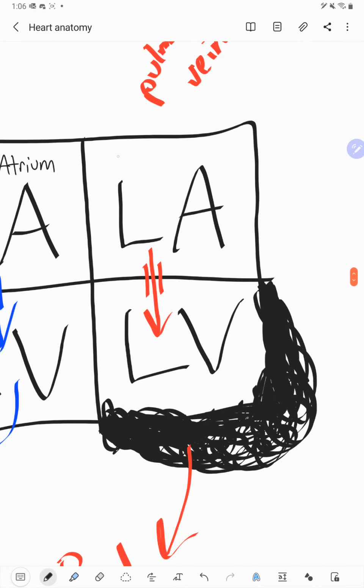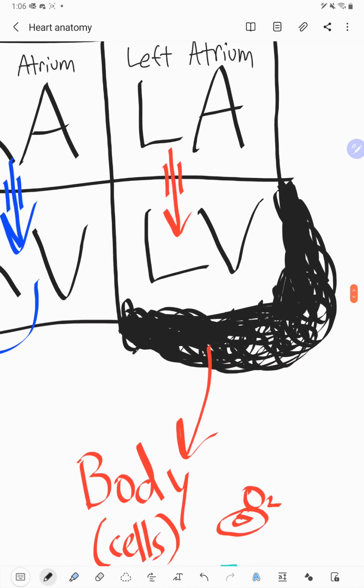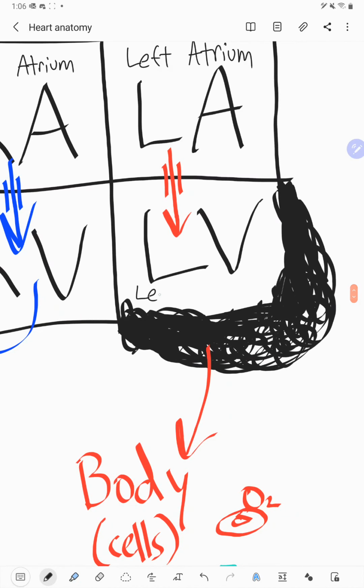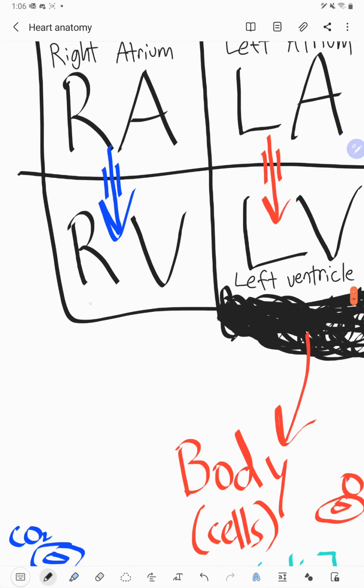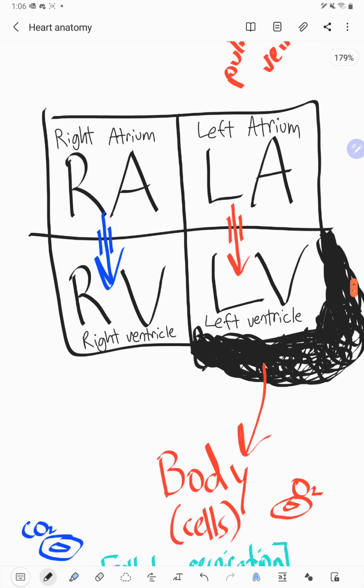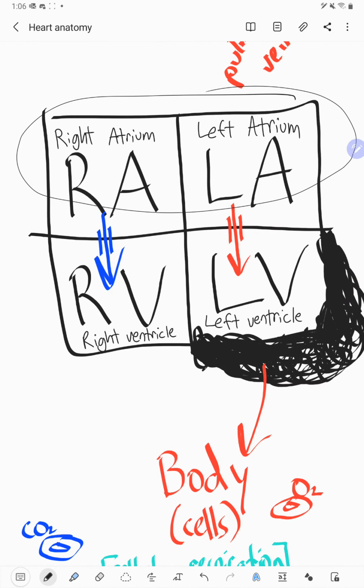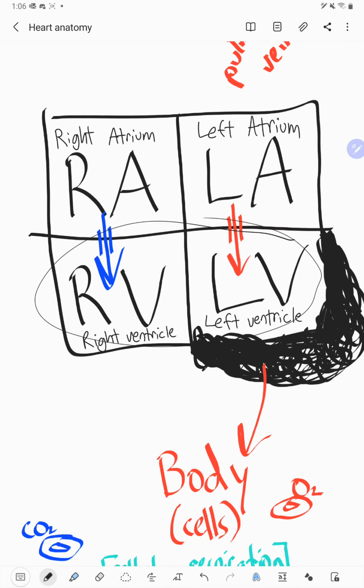LA stands for left atrium. LV stands for left ventricle. And RV stands for right ventricle. And atriums, again, remember, atriums accept blood, ventricles push blood away.